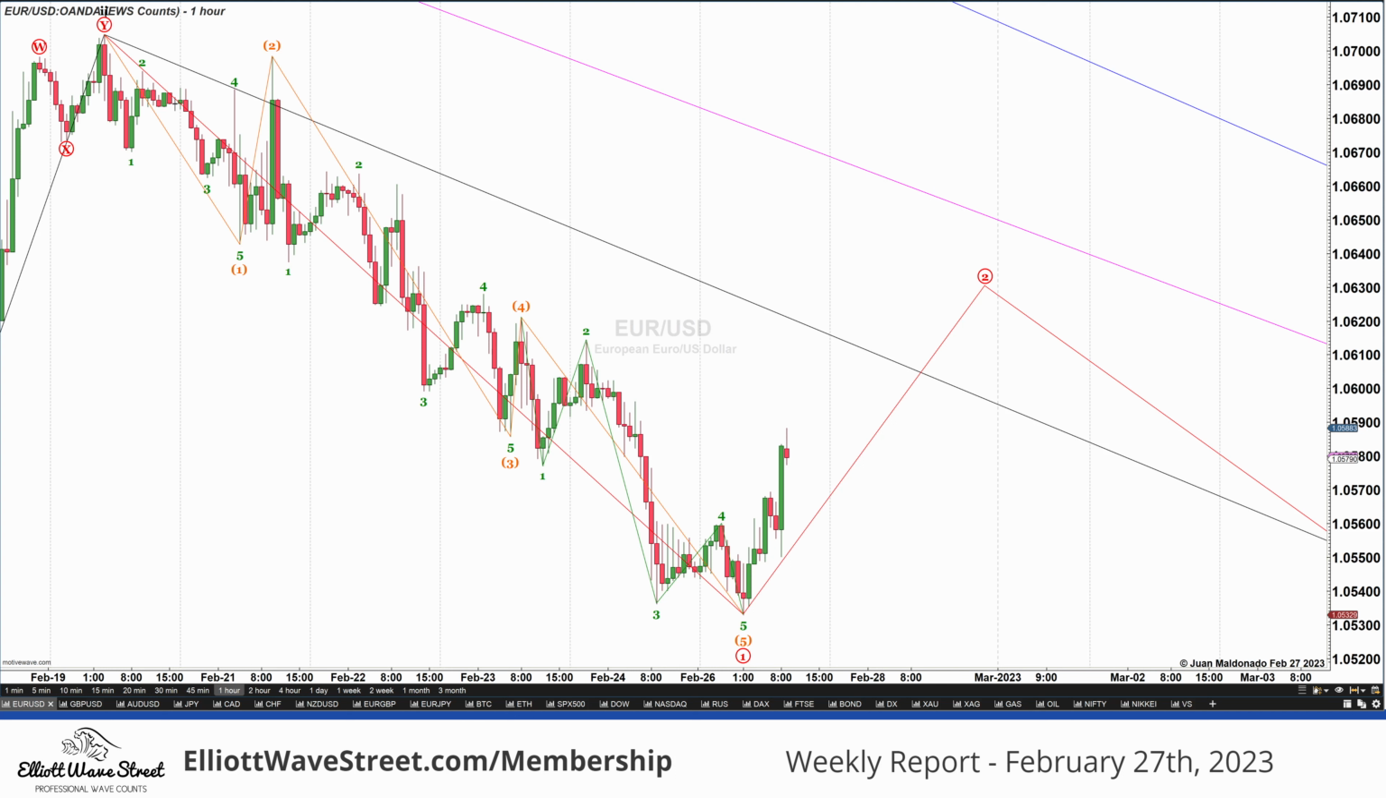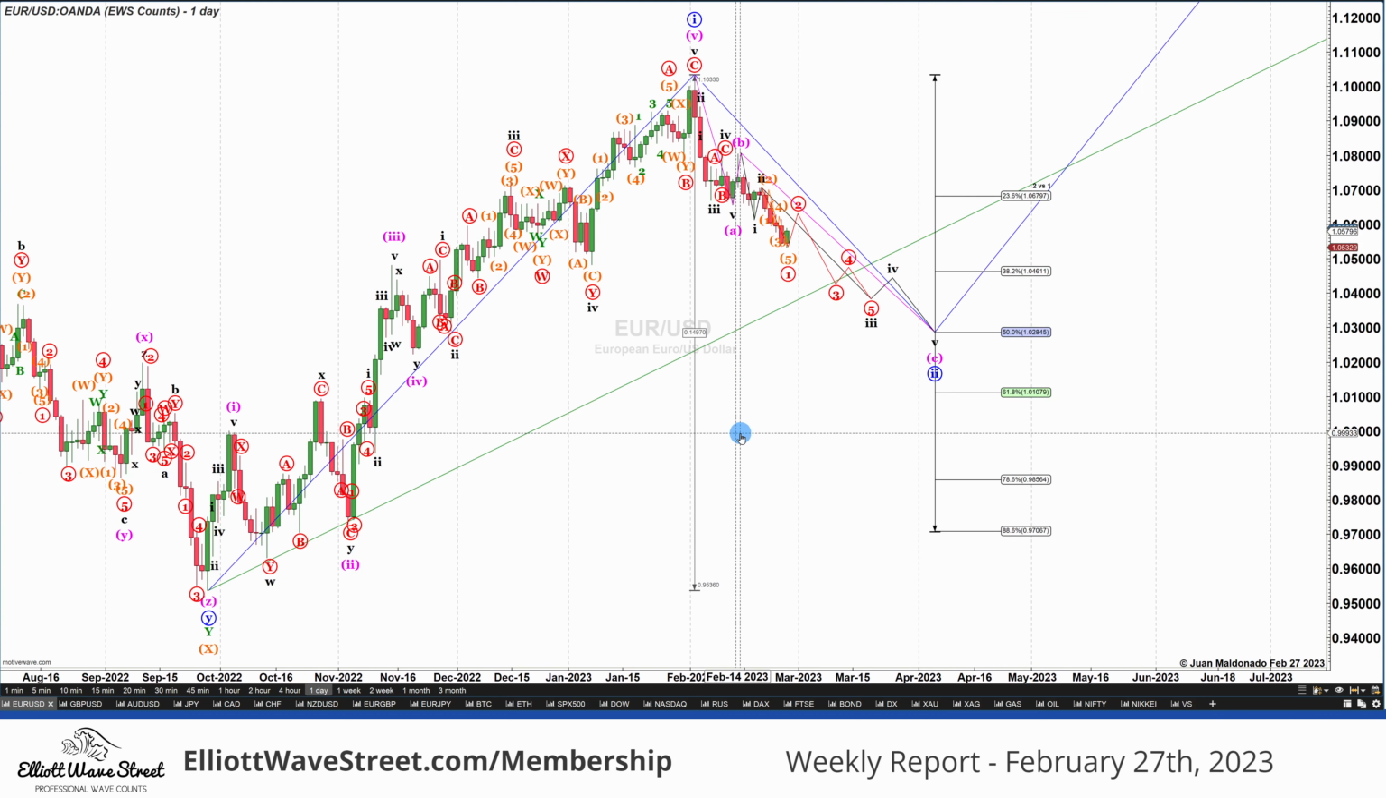Today, we're going to start with the euro. The euro has been moving pretty sideways since the market opened, but we are in a bear trend. Let's have a look at the daily chart. On the daily chart, I'm looking for a leg down. As you can see, I have here a Fibonacci ratio for the corrective wave.